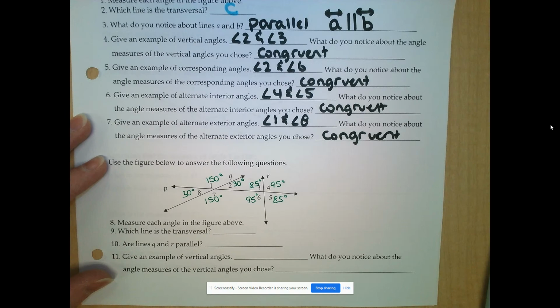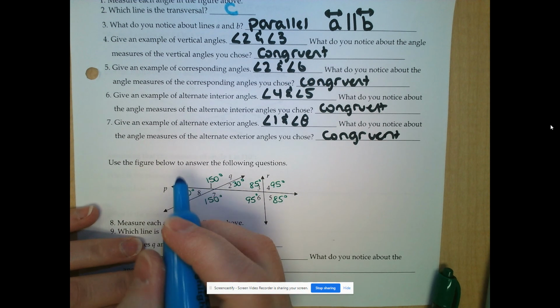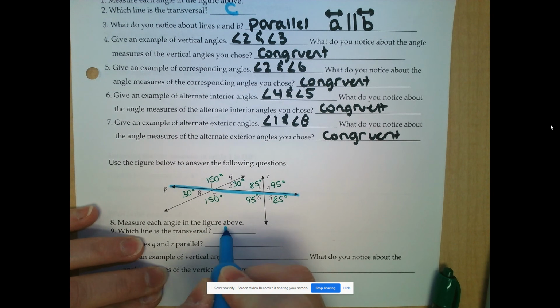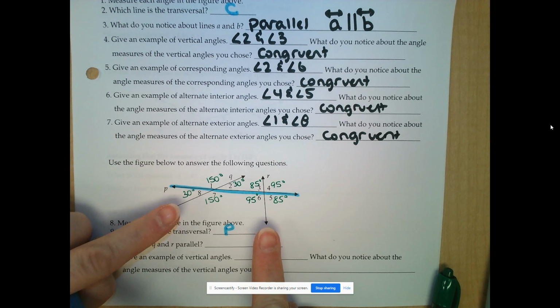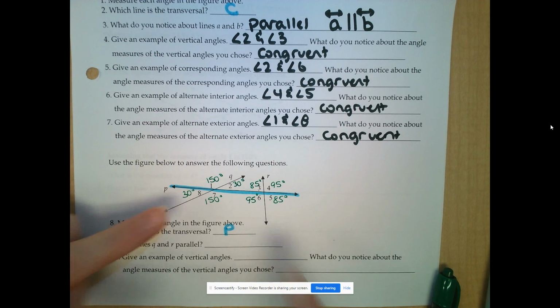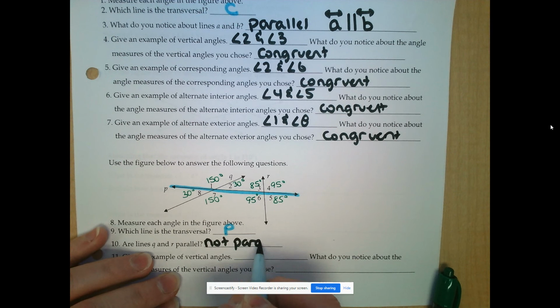So that's very interesting. Right now, which line would we say is the transversal? The one line that's crossing at least 2 other lines would be line P. And are Q and R parallel? Do Q and R appear to be parallel the way highways would be or the way railroad tracks would be? And we would say no, they do not appear to be parallel.